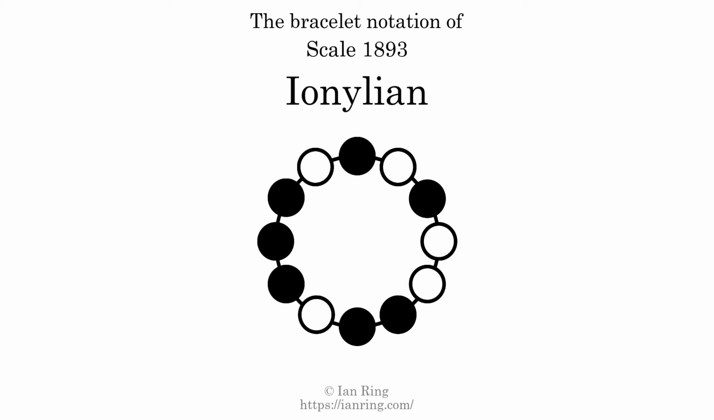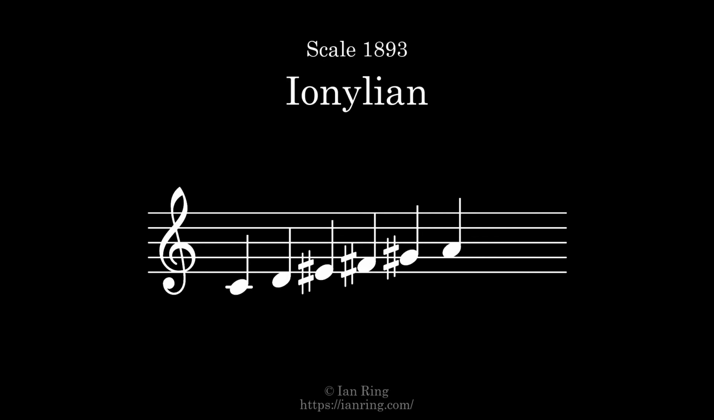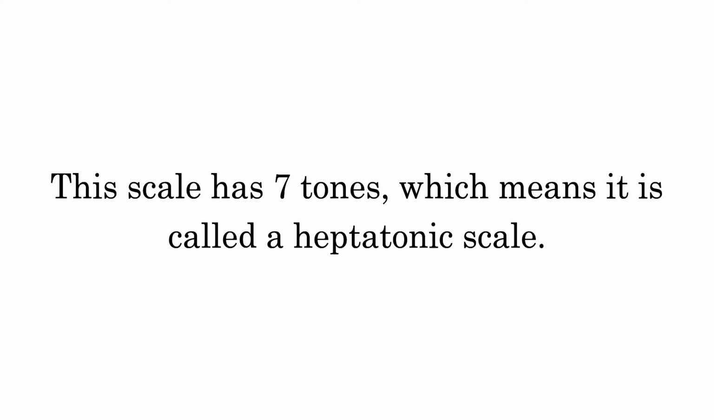Today we will talk about scale 1893, Ionylian, which sounds like this. This scale has 7 tones, which means it is called a heptatonic scale.